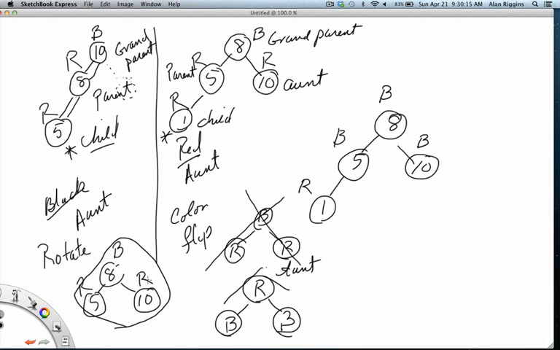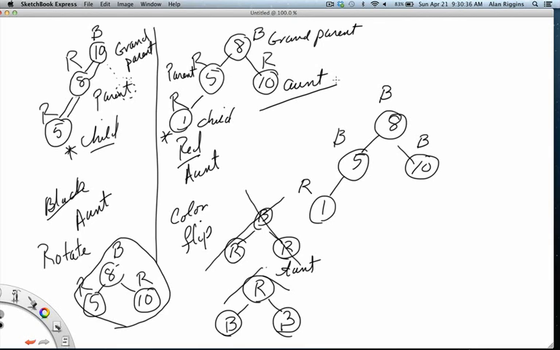The other case is the color flip. The color flip occurs when you have a red ant. The 1 is the child that caused the problem. The parent is the 5. It's also red. The 8 is the grandparent. It's black. There is a red ant.